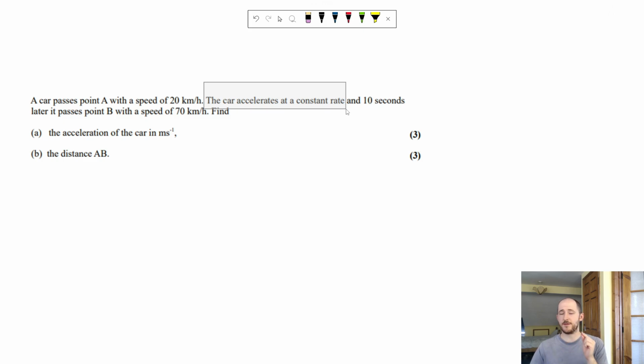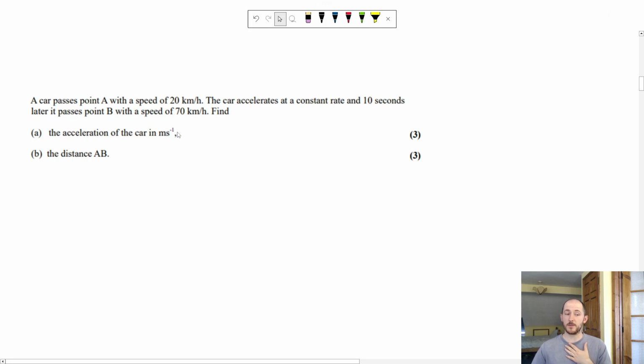And we do cover variable acceleration. So there'll be 2 options, variable or constant. You have to look out for it. 10 seconds later, it passes a point B with speed 70 kilometers an hour. Find the acceleration in meters per second squared. Now, this is going to be a bit more annoying. You have to convert the units.